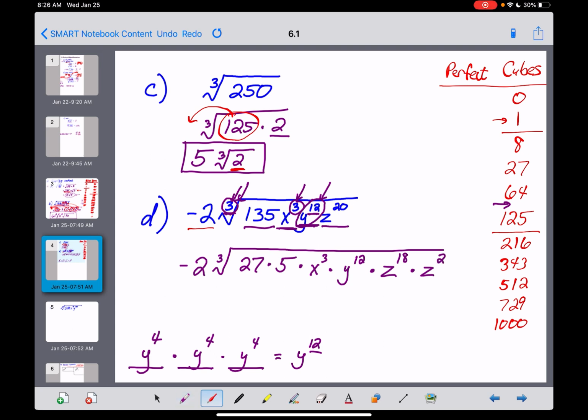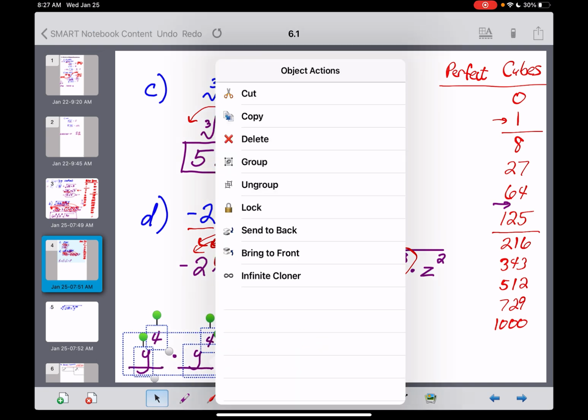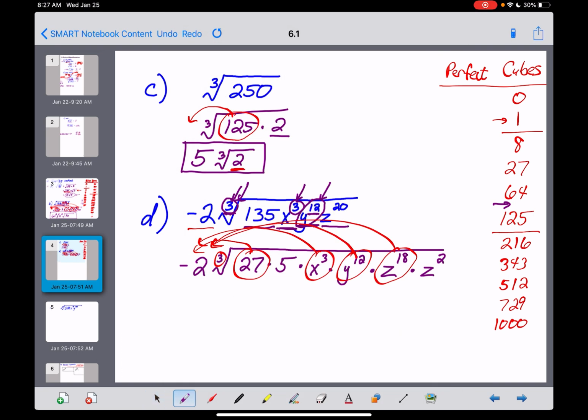z squared. And now under our radicand, we're talking about cube roots, so we circle all of the perfect cubes: 27, x cubed, y to the 12th, and z to the 18th. We're going to take not the square roots, but the cube roots now of all 4 of those perfect cubes and bring them out in front. So let me get this junk out of the way, and then, okay, here we go. All right, guys, first things first, the cube root of 27 is 3. We're going to take the negative 2 that was already out there to begin with and multiply those things together. So negative 2 times this 3 is going to give us a negative 6 out in front.